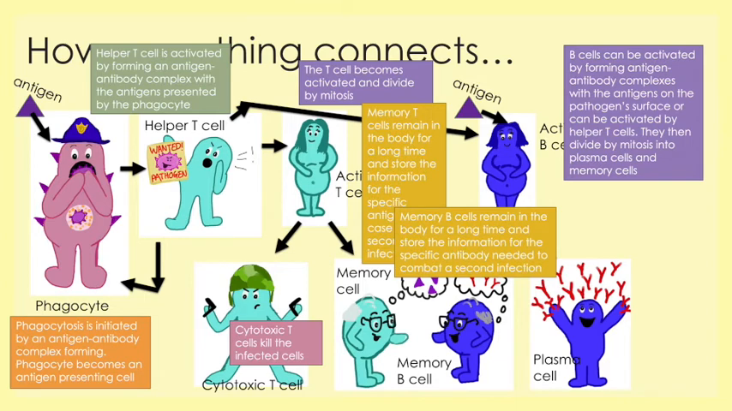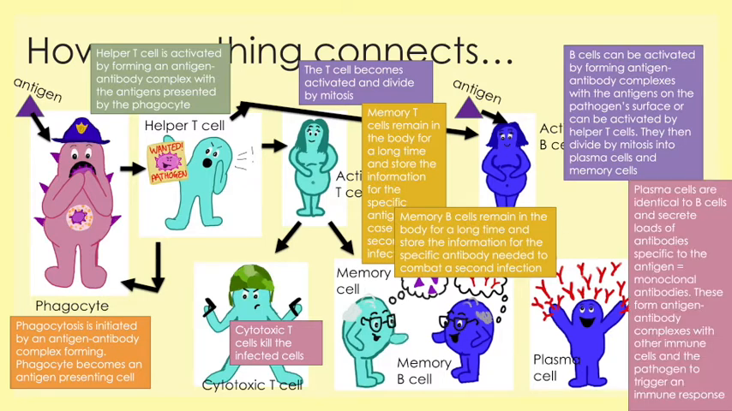So your memory B cells remain in the body for a long time and they store all the information on which antibody to produce the next time round that pathogen is in the body and is recognised. And your plasma cells are identical to the B cells, they're clones. And they secrete loads of antibodies specific to the antigen, so that's called monoclonal antibodies because they're clones. These form antigen-antibody complexes with other immune cells and the pathogen to trigger an immune response, and this is all working at the same time as a well-oiled machine.